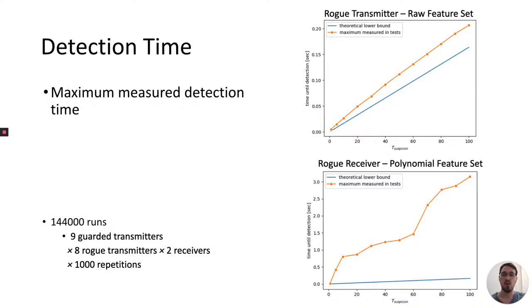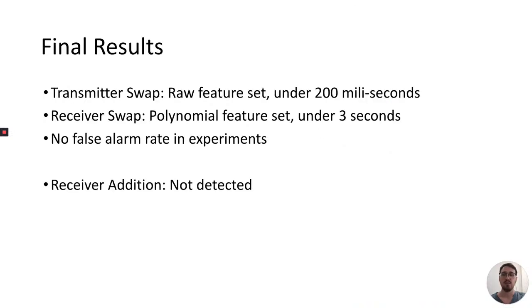Remember that for a threshold of more than 17, we did not see any false alarms. So, at least for the dataset we used, we can find a threshold value that produces fast detection at low false alarm rates. To summarize the performance of the per-stream anomaly detection: on our dataset, we can detect a rogue transmitter swap using the raw feature set in under 200 milliseconds, and a rogue receiver swap using the polynomial feature set in under 3 seconds. The false alarm rate is low enough so that no false alarms were produced in our experiments. The third adversary model, a receiver addition, is not detected by our method.